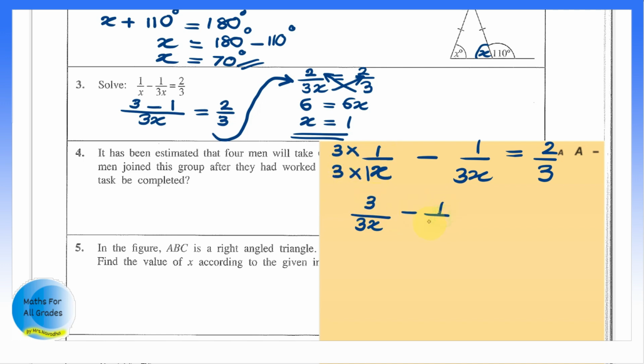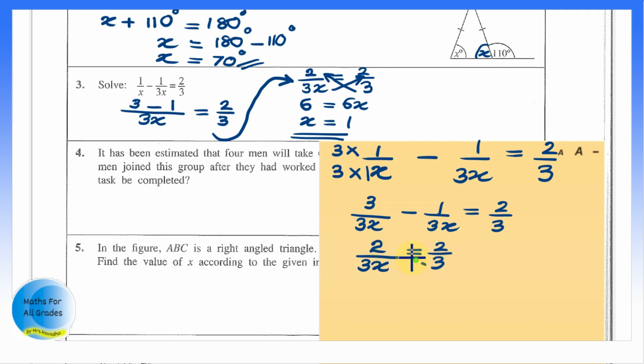Here you got 1 over 3x equals 2 over 3. Here you can see denominators are equal, so you can write down this one as one fraction. Denominator is 3x, numerator value is 3 minus 1 equals 2.